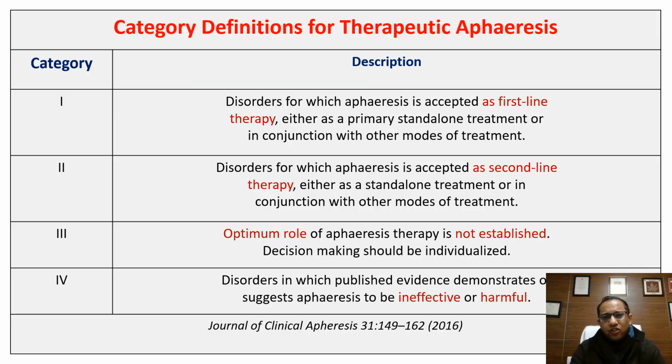Coming to the category definition, according to the ASFA, it is divided into four categories, like I said, category 1, 2, 3, 4. So, category 1 is the first line therapy, where plasma exchange is considered as a first line therapy. Second is the second line therapy, which is category 2. The third is where the optimal role of apheresis therapy is not established yet. And fourth, or category 4, is when it is ineffective or harmful and we should not go for plasma exchange.